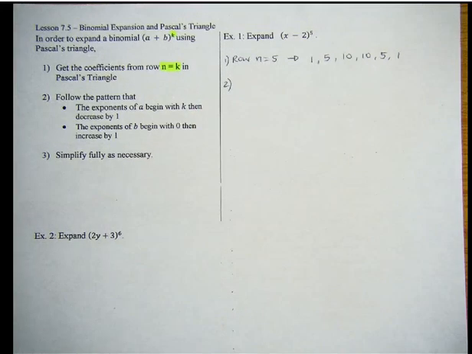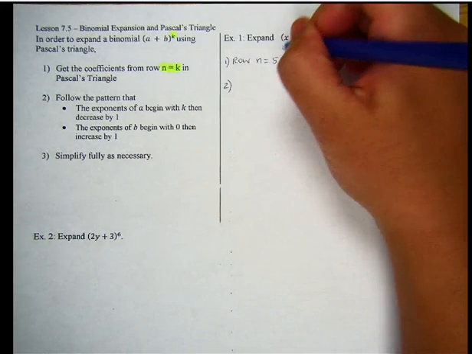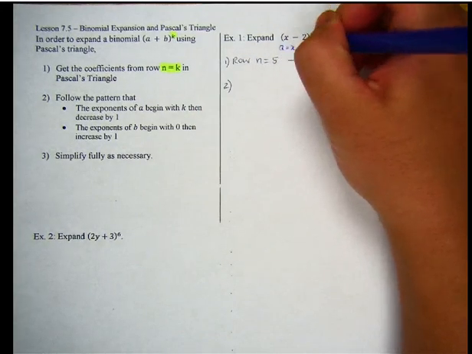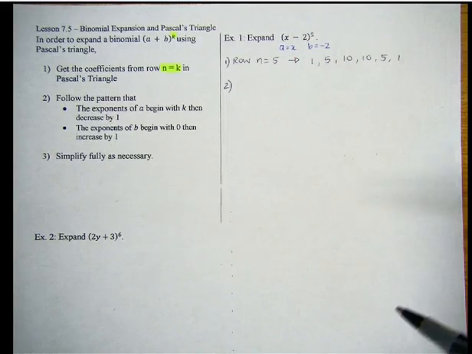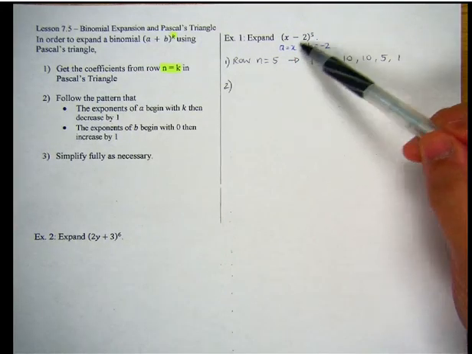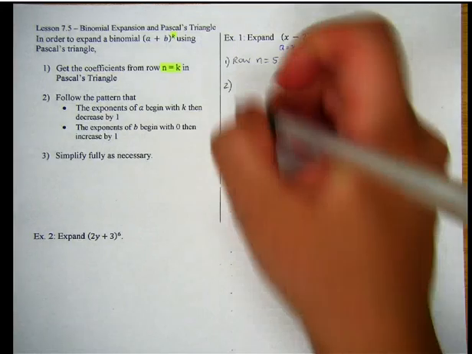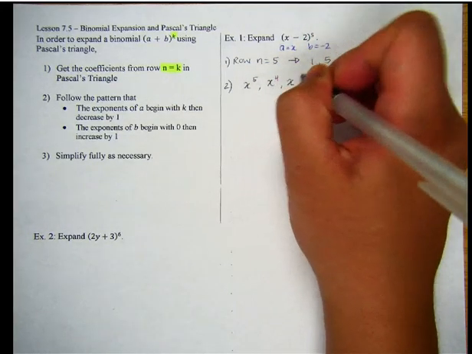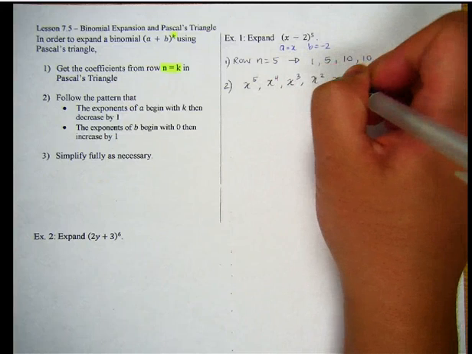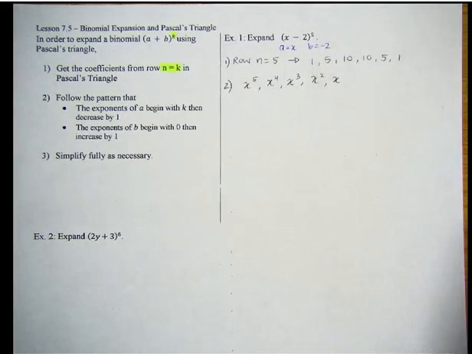Now for my second step, follow the pattern that the exponents of a, so in this case here's my a, and my b would be -2. So a has to start with the exponent of 5, so x^5, then x^4, then x^3, then x^2, then x^1, and then no x.